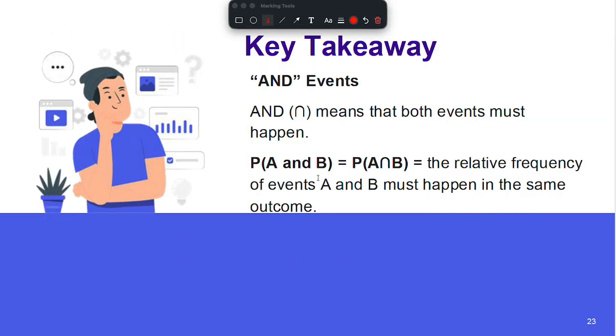So what should you take away from this? Well, one thing is and. We talked about or is add. And means both events must happen. So this is the probability of A and B. We use the intersection symbol right here. The relative frequency of events A and B must happen in the same outcome. Okay, that's like the probability that they went first and did not win. So that was the probability that we're talking about there.